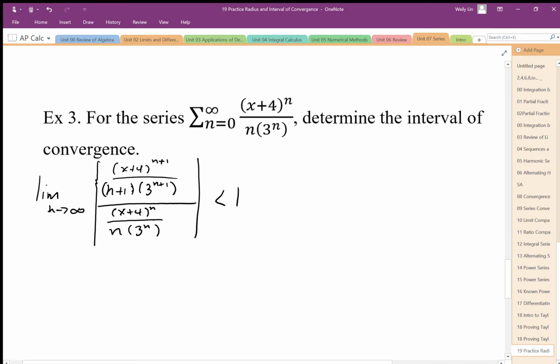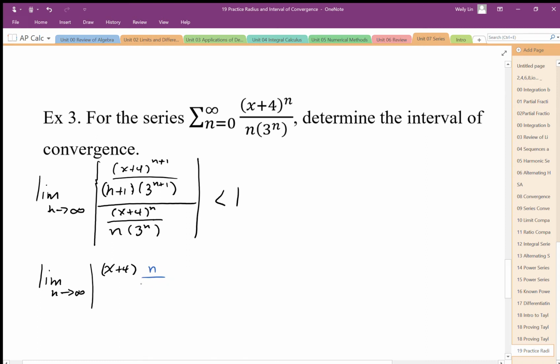I'm going to do my simplification now. I'm going to group my terms. So the limit as n goes to infinity. The x terms, I'm just going to end up with x plus 4, just one of those. The n terms, I'm going to maybe do this in a different color here because I've got a few things now I have to group. I've got n over n plus 1 for my n terms.